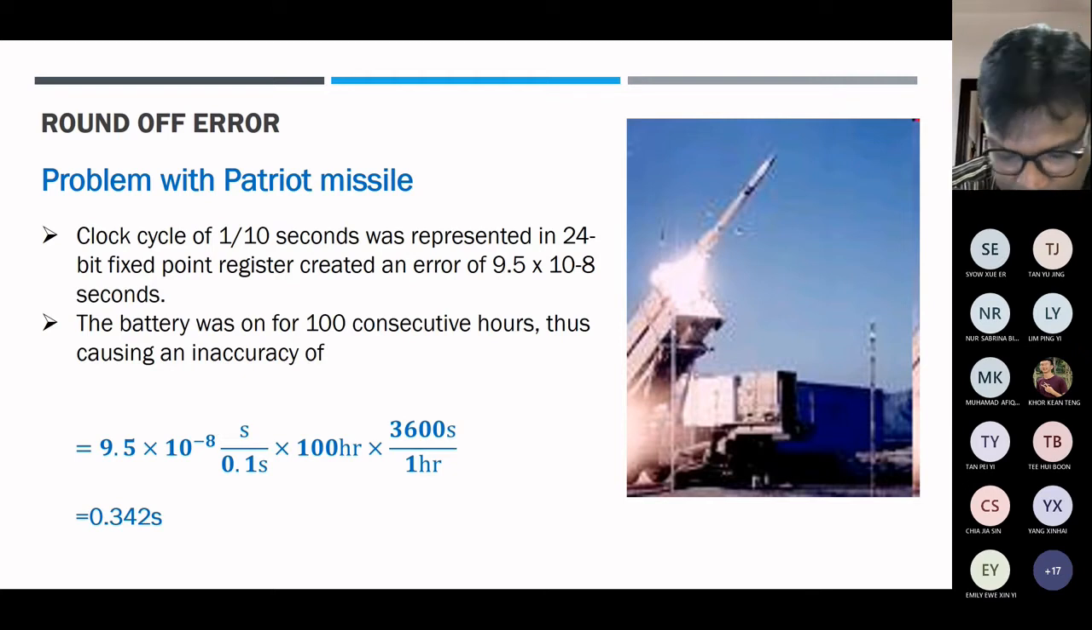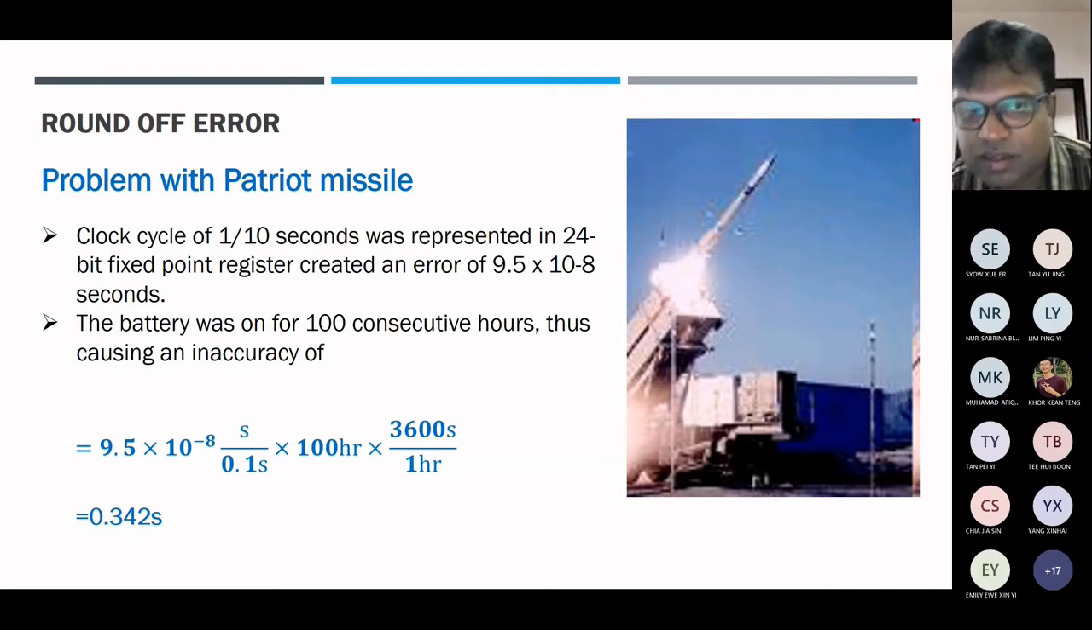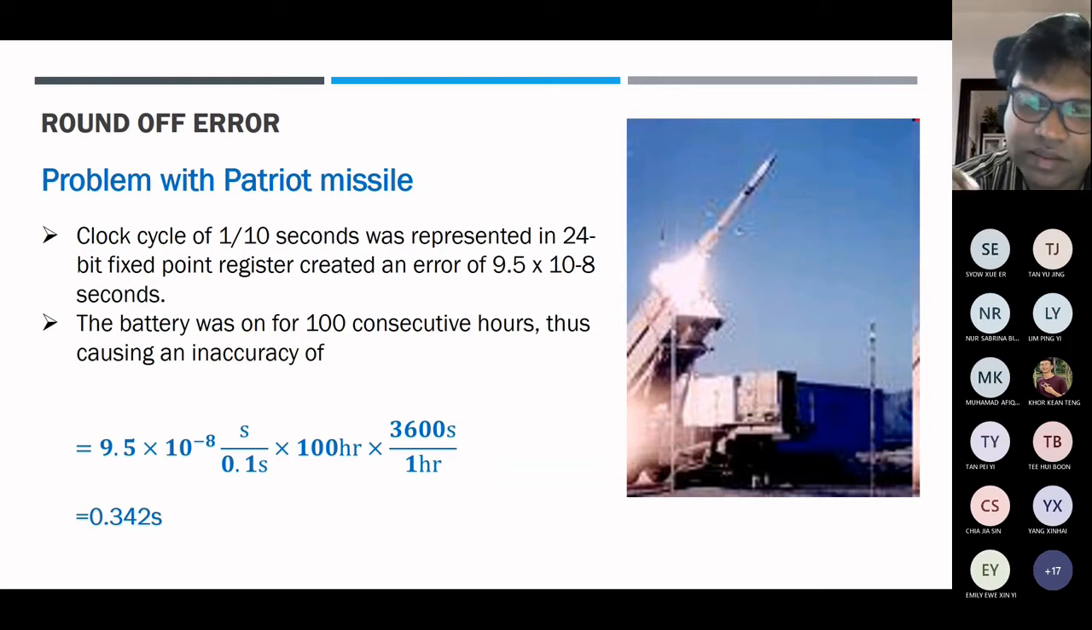Okay, so which means when the missile is launched, it's not really captured accurately. When the radar captures signals, it's not really that accurate, because the computer capacity was only 24 bit.